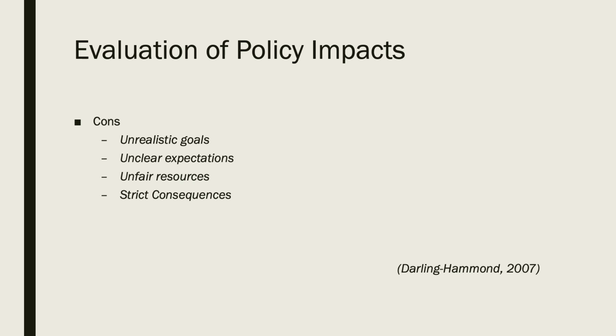However, the No Child Left Behind Act really had a lot of cons because it needed revision. So first of all, it had unrealistic goals. We talked about how their main goal was to make all students reach proficiency levels by 2014, and it just had too many errors in it to make this happen at that set time. Also, there were unclear expectations.